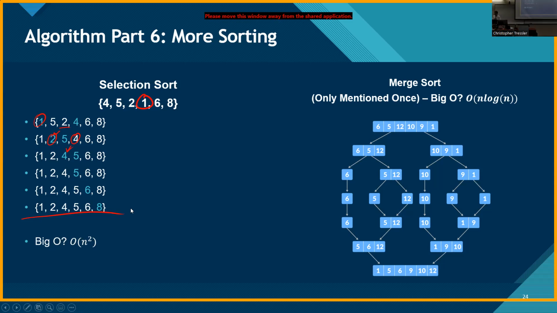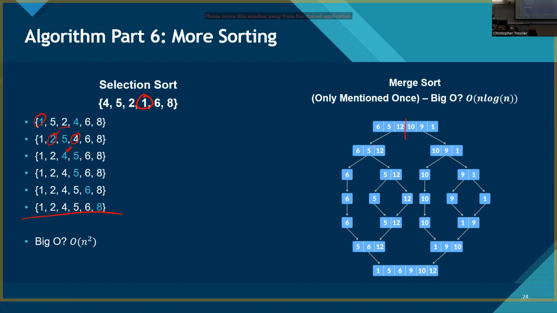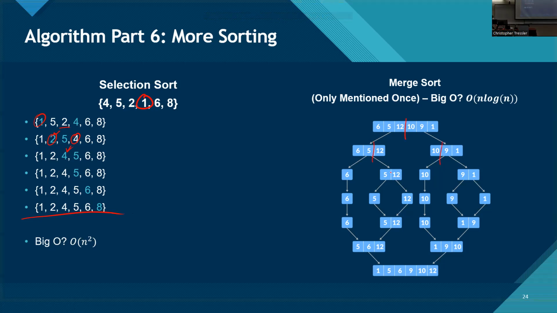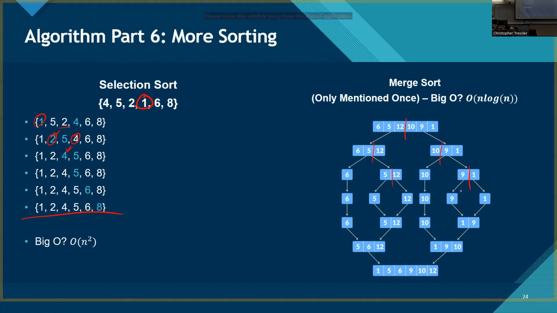Basically what you're doing with merge sort is splitting it up. Splitting it right here. Splitting it up. Splitting it up. Sorting. And then combining it back together.